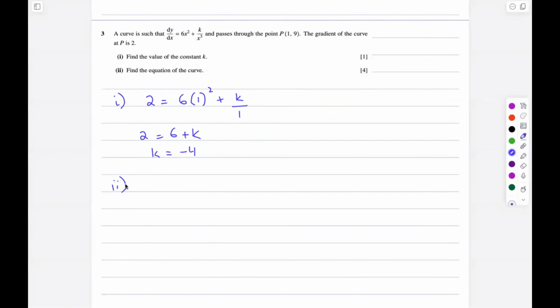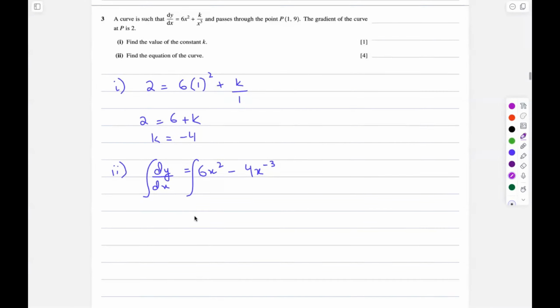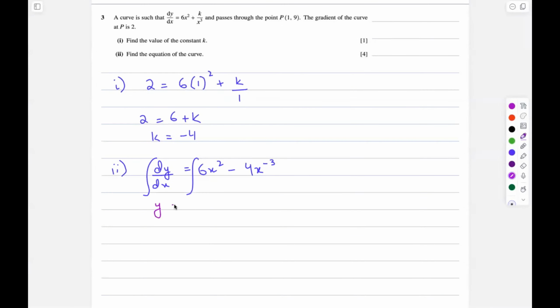In part 2, it says we have to find the equation of the curve. Now, as we have the expression for dy by dx, which is 6x squared, and the value of k is minus 4, this will become minus 4 upon x cube, and we can write it as x to the power minus 3. Now, to find the equation of the curve, we'll have to integrate both sides. So this will become y equals 6x cube upon 3. And this dx basically comes on the right-hand side. So we can write it over here.